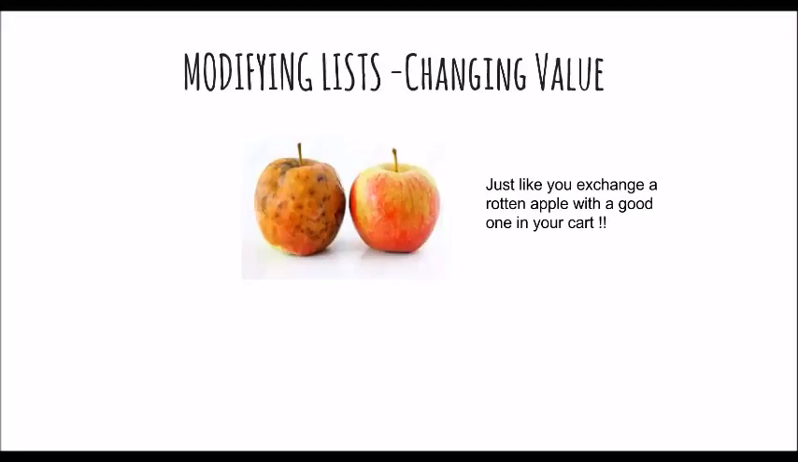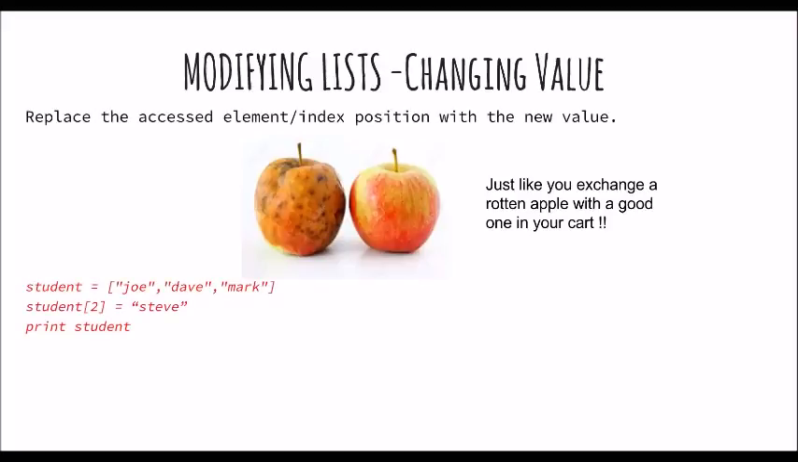Same way, to modify your list, you need to pick up the element from the index position and replace it with a new value. Consider our same list of students, and to replace the student at the second index position, that's Mark, with Steve, we gotta give it as student of 2 equal to Steve. Let's see what Python gives us. You see the output? Python actually replaced that Mark with Steve. Easy, isn't it?